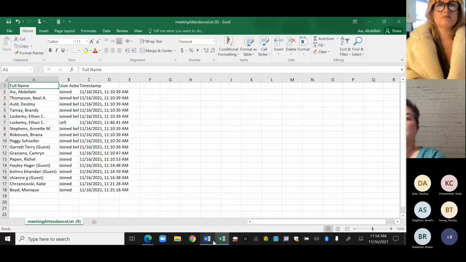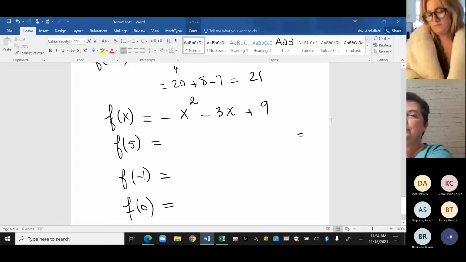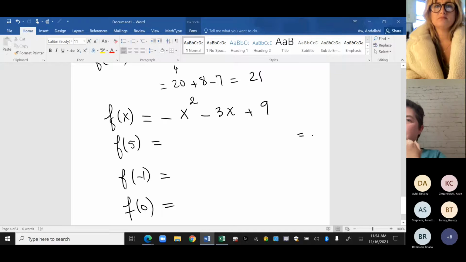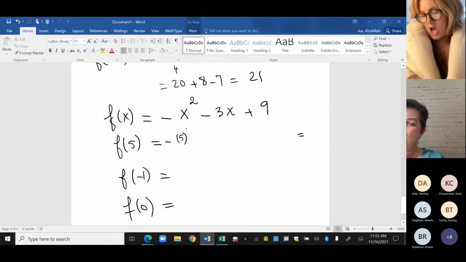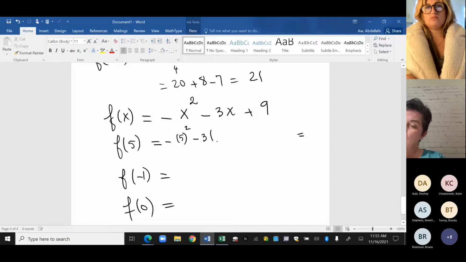All right. So f of 5, right? Who's going to tell us the final answer they got? F of 5. I can. Go ahead, please. I'm not sure if I did this one right because of the negative x, but I'll say what I did. I did a negative, and then I put a 5 in parentheses, and I squared the 5. And then negative 3 with 5 in parentheses, plus 9.